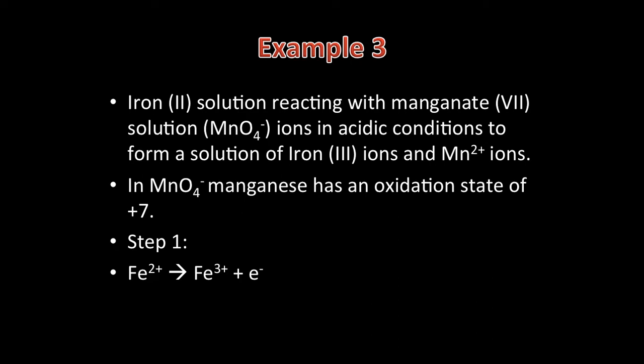So iron goes from iron 2 to iron 3. This is a change from +2 to +3, so there is a loss of 1 electron. Manganate 7 goes to manganese 2. This is a reduction from +7 to +2, so there is a gain of 5 electrons.